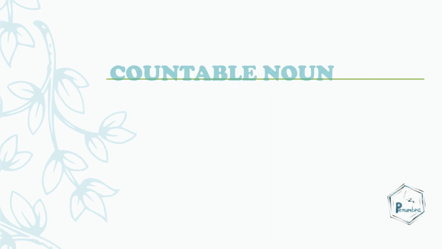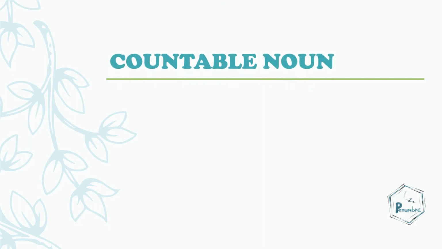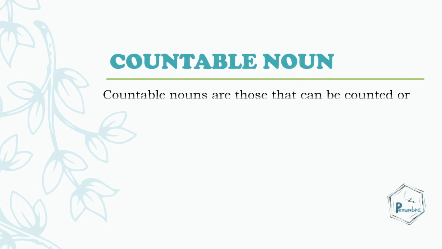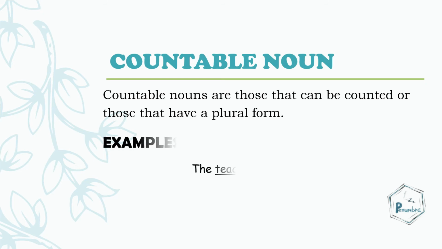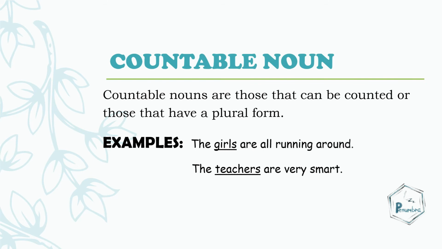Checking out our next category, countable nouns. Anything you can count can be described as countable nouns. It's very simple. We can understand it in a clear manner with the help of the examples. The girls are all running around. The girls, you can count the number of girls. So it is an example of countable noun. Similarly, the teachers are very smart. So you can count the number of teachers. So it is also considered as a countable noun here.